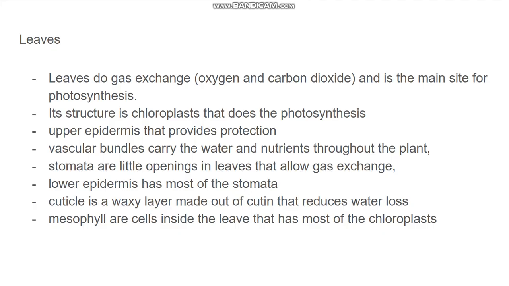So once again, leaves do gas exchange and photosynthesis. Their structure has chloroplasts that do the photosynthesis. The upper epidermis provides protection. Vascular bundles carry water and nutrients throughout the plant. Stomata are little openings that allow gas exchange. The lower epidermis has the most stomata, the cuticle is a waxy layer made of cutin that reduces water loss, and mesophyll are cells inside the leaf that have most of the chloroplasts.